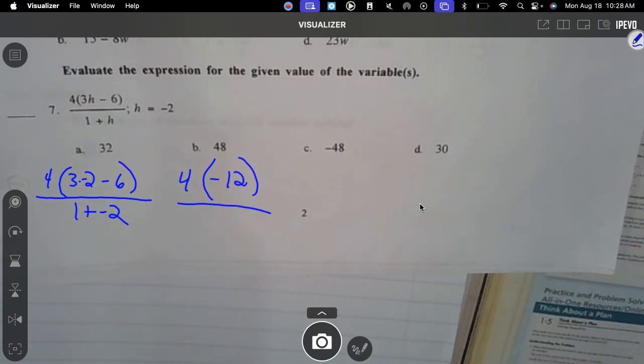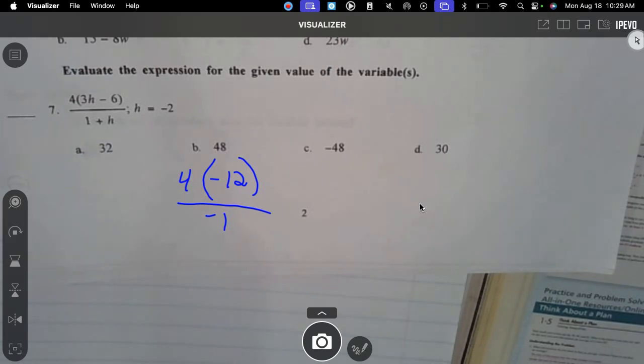And what is 1 plus -2? -1. What is 4 times -12? -48. What's a negative over a negative? Positive. Did y'all get B? I got B, but I really don't remember how. Well, a negative over a negative is a positive.